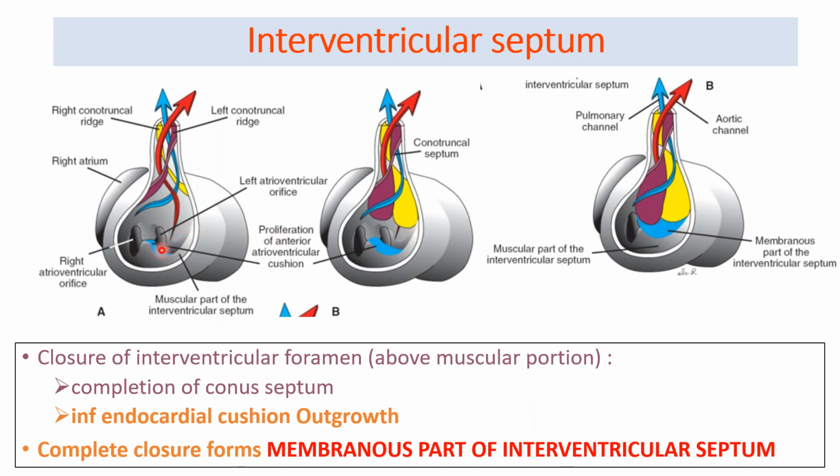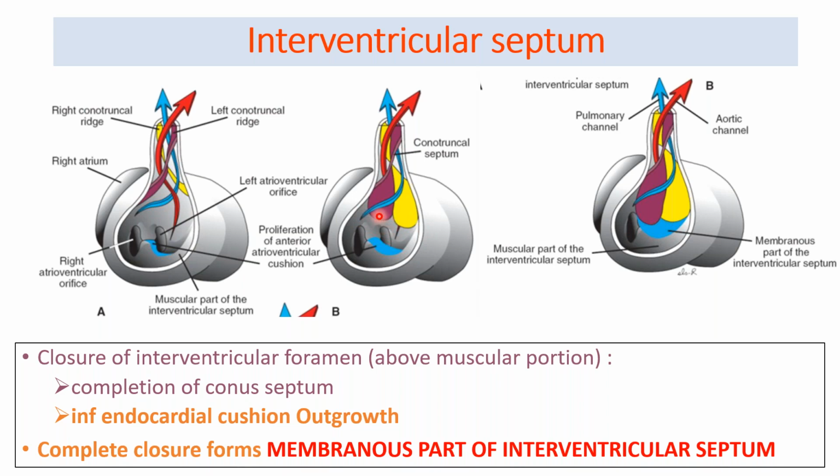It can be completed in 3 directions. You can see over here, this is the inferior AV cushion, and this is the superior AV cushion. Both have fused together, and this canal is the right atrioventricular canal, and this is the left atrioventricular canal. This blue part is an outgrowth from the inferior endocardial cushion, and this blue outgrowth then rises in the interventricular foramina in the upper direction and forms one of the components of the membranous part of the interventricular septum from below.